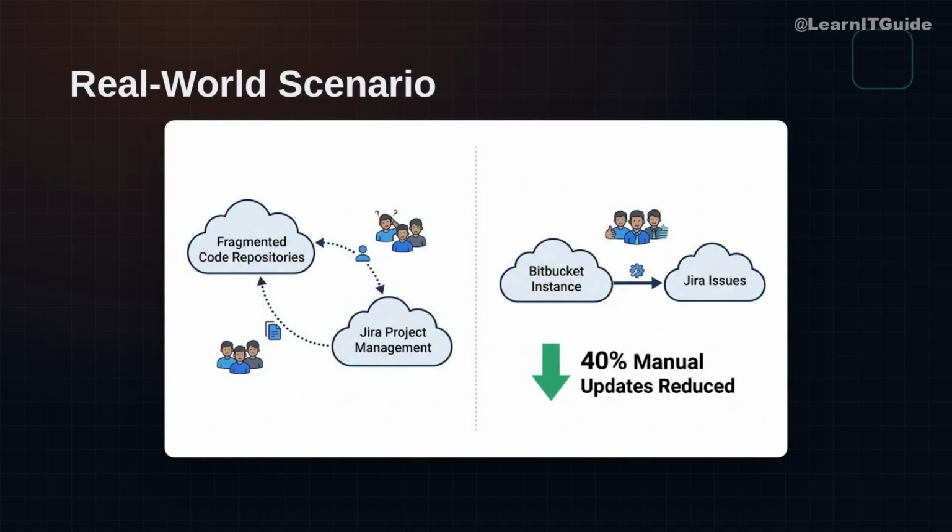Consider this. An e-commerce platform with 500 developers was struggling with their workflow. Their code was in one tool and their project management was in another. They chose to consolidate onto Bitbucket because they were already heavy Jira users. By aligning their code commits directly with Jira issues, they reduced manual status reporting by 40%. That is a massive productivity gain. They did not just change their tool, they changed how their developers spent their time.